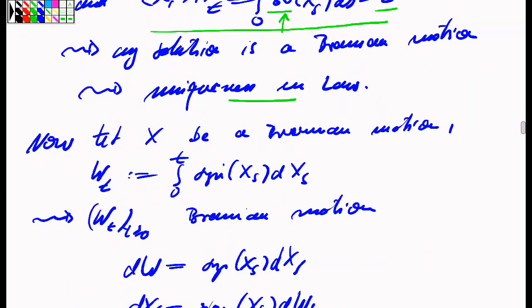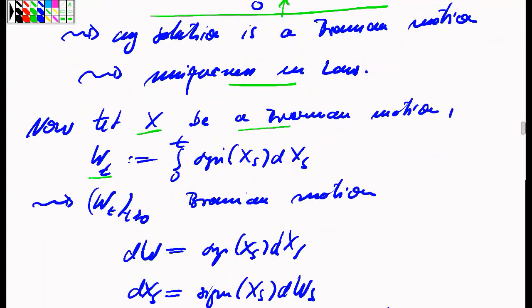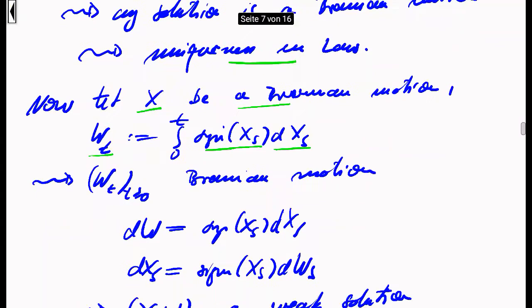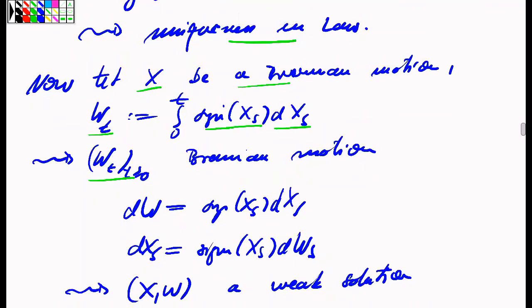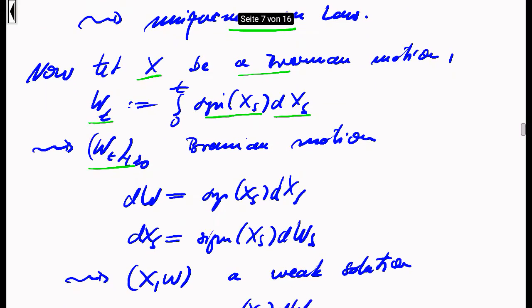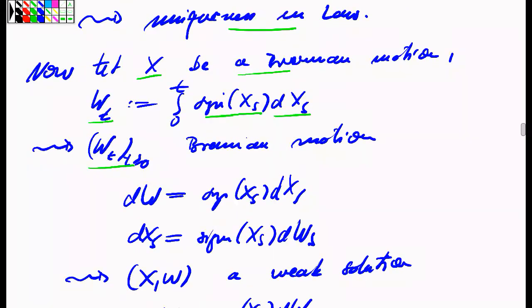Now I want to show that we don't have uniqueness in the pathwise sense. Let x now be a Brownian motion, any Brownian motion, and let w_t be the stochastic integral of the signum function against that Brownian motion. Then w_t is again a Brownian motion by the same argument as above, because it's a martingale with bracket t, the identity function on the time interval.